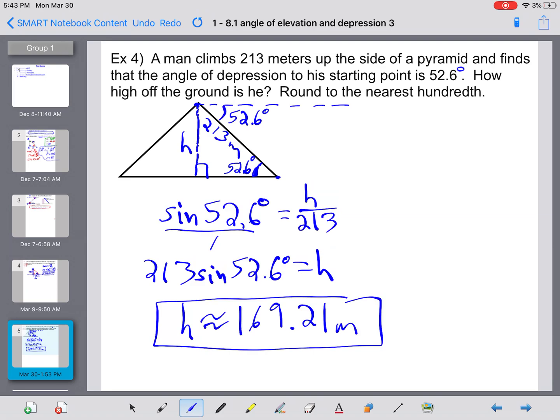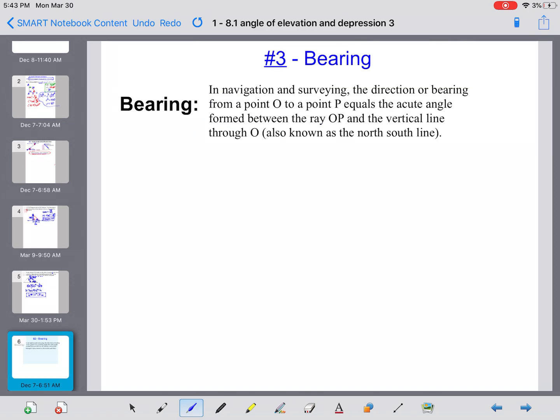All right. Last thing, bearing. Bearing's a little unique, but it's still going to create a lot of right triangles here. So you can read this quick introduction. It says, in navigation and surveying, the direction or bearing from a point O to a point P is the acute angle formed between the ray OP and the vertical line through O, also known as the north-south line. So, a lot of words there.